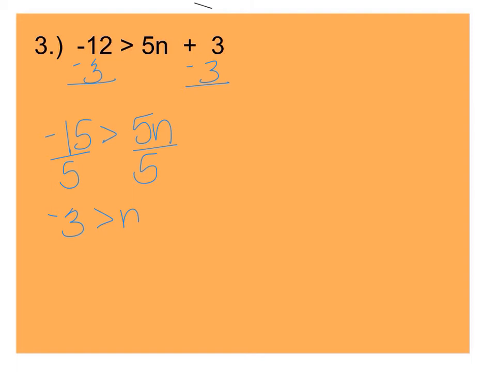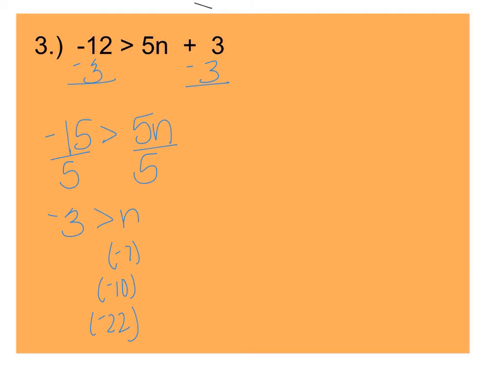What are numbers that negative 3 is greater than? Negative 3 is greater than negative 7. Negative 3 is greater than negative 10. Negative 3 is bigger than negative 22. So n could be said to be anything smaller than negative 3. This inequality says negative 3 is greater than n, but we could also think about that as n is really less than negative 3.